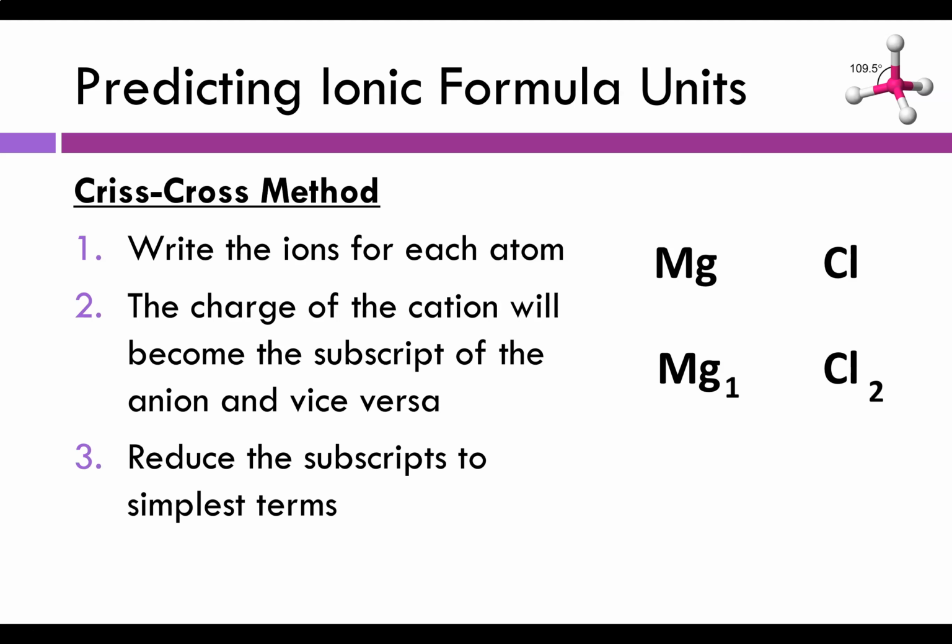We're going to reduce the subscripts to the simplest terms. Well, I can't reduce this down any further. 1 to 2. I can't have a 0.5 to 1. I can't have half of a magnesium ion. So this is already in simplest terms. And then I just push them together. We drop the subscript of 1. If there's no subscript present, it is implied that you just have a single atom or ion. And that's it. The crisscross method is extremely useful, and we will be using it a lot this semester.